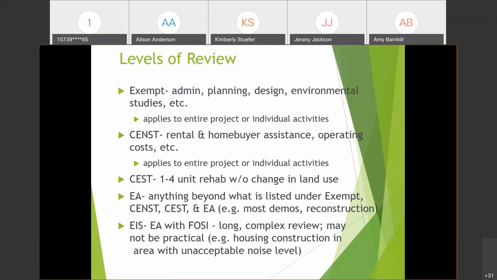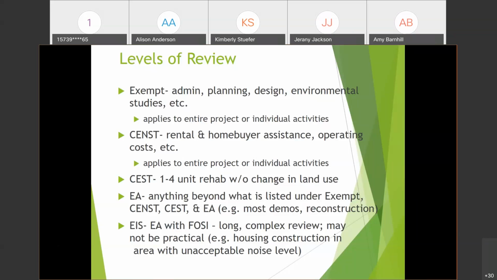And then CEST is categorically excluded subject to, and this might have a limited effect. It applies to anything like a less than 20% change to infrastructure, limited rehab, demo and acquisition, and ADA improvement. It's where you have no change in land use. And then the EA is anything beyond what is listed under the other categories.